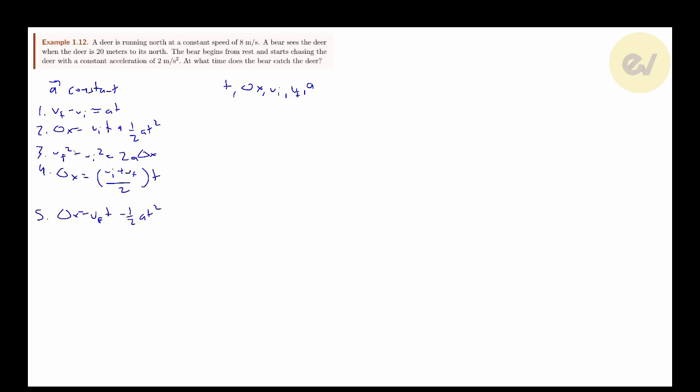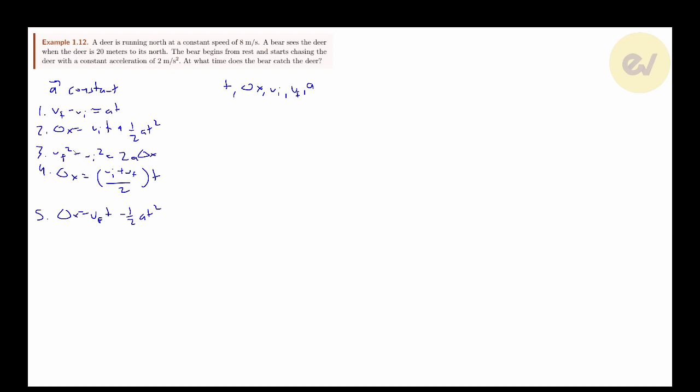The fifth equation is similar to this, except in this case we use vf instead of vi, and we subtract 1/2 at squared. The third equation states that the final velocity of an object squared minus its initial velocity squared is equal to 2 times the acceleration times the displacement, and the fourth equation states that displacement is basically equal to average velocity times time.